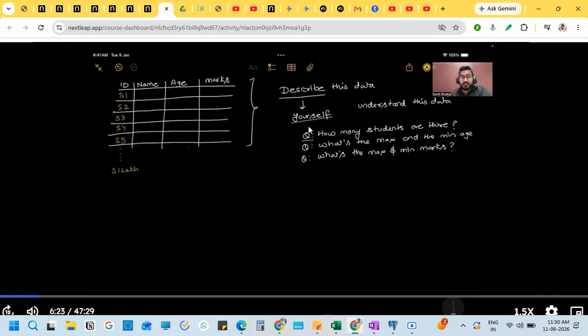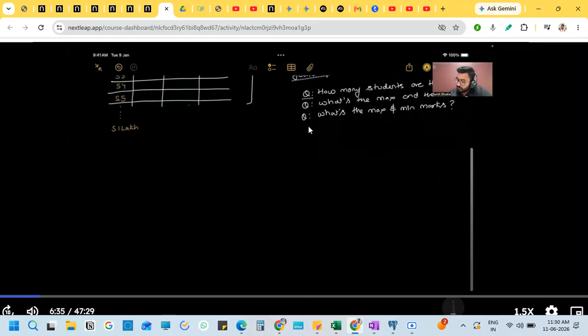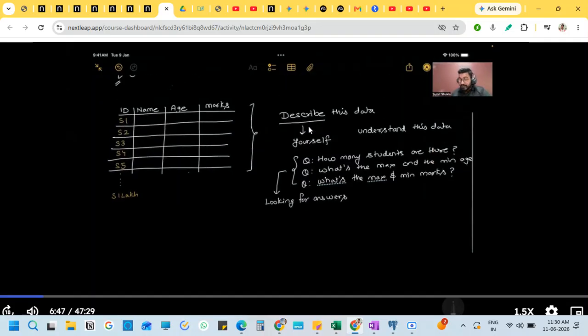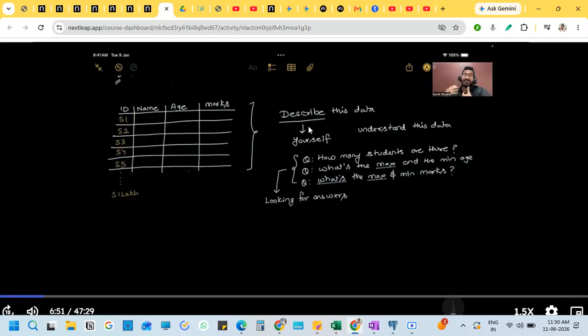So how can we answer these questions? Now we need some kind of technique, some kind of metric to answer these questions, right? So now we have a set of questions and we are looking for answers. And we also know why we are asking these questions, because I want to understand the data, I want to describe this data. And that's the reason I have asked these questions to myself. But how to answer these questions? Where to look for the answers?